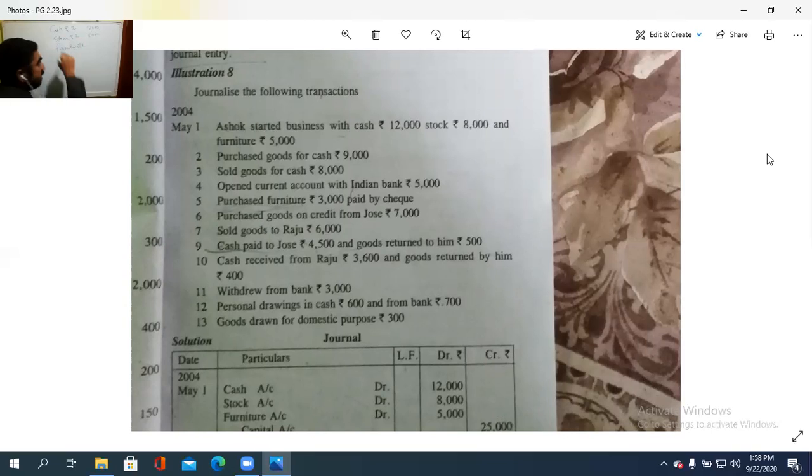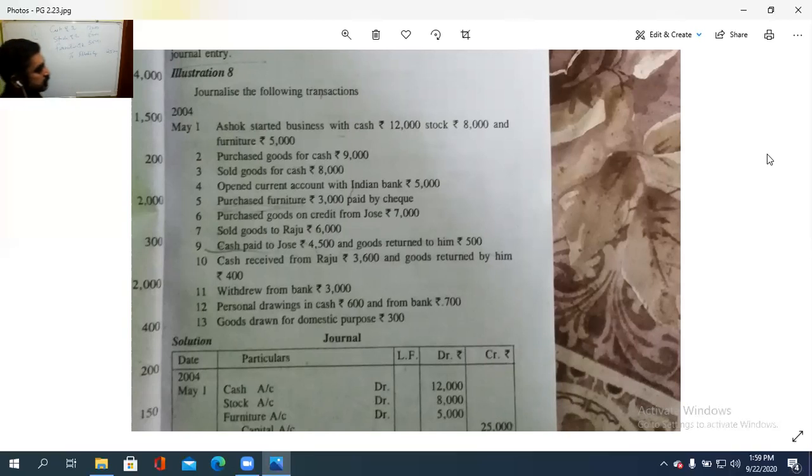See, on which day? May 1. Furniture account debtor, it is 5,000 to Ashok's capital, because they brought into the business in the form of furniture, in the form of stock, and in the form of cash. So cash account 12,000, stock account 8,000, furniture account 5,000 to Ashok's capital 25,000. Isn't it? Okay. This is the compound journal entry.